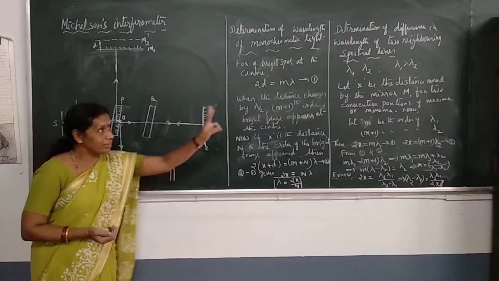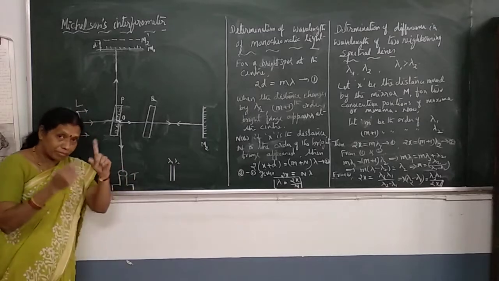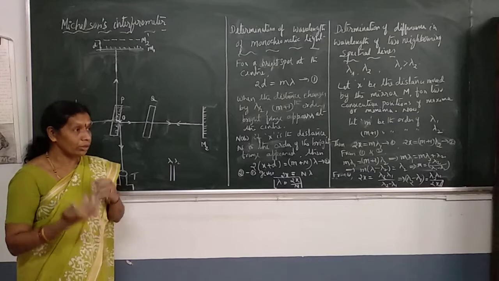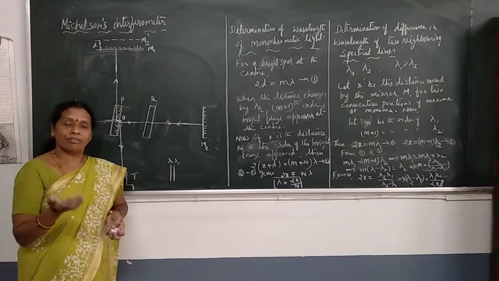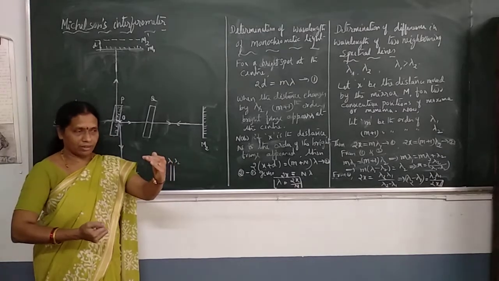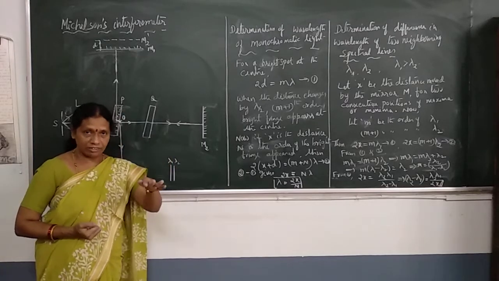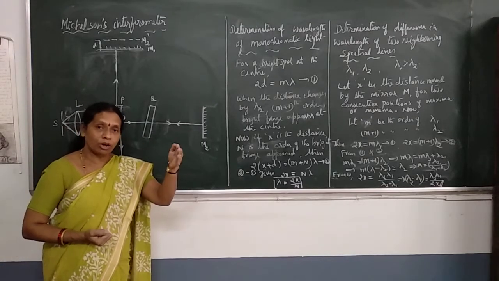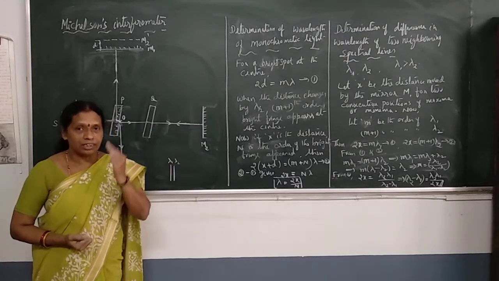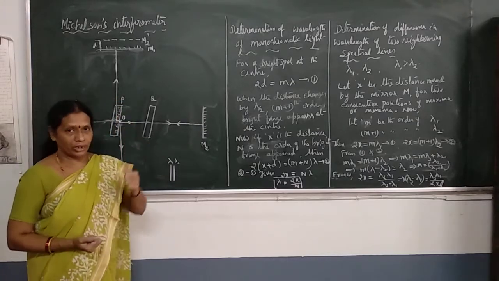Since there are two spectral lines, lambda 1 and lambda 2, the pattern produced in the interferometer is due to both. Both lambda 1 and lambda 2 produce their own interference pattern. As we move M1, at one position we see maximum distinctness, at the next position maximum indistinctness, and this repeats. Distinctness and indistinctness occur alternately as you move the mirror M1.